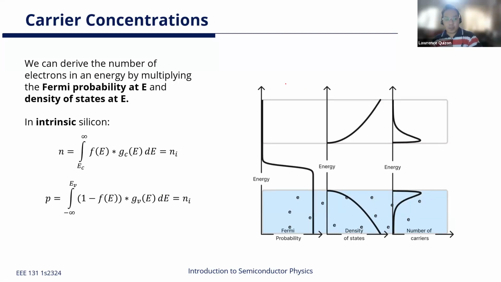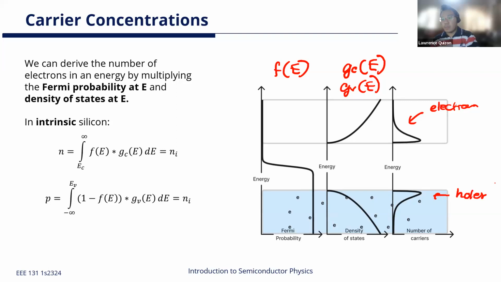So, since the Fermi function, f of E, tells us the probability that an electron is occupying a specific energy level, and we know the density of states, no? We know how many states there are in an energy level, no? So, this is GC and GV. Then we can derive the number of electrons and the number of holes per energy level, right? Because you just need to multiply the probability that an electron is in this energy level times the number of states in that energy level, no?